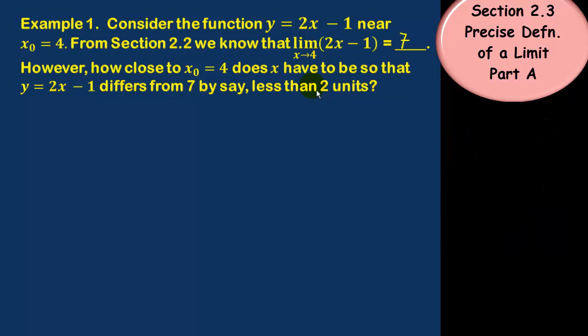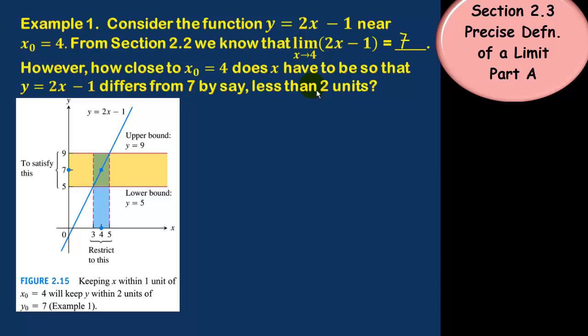Okay, let's look at the graph of y equals 2x minus 1. Notice that if we let our y differ from 7 by 2 units, we create a horizontal strip right here that covers this part of the graph. And consequently, for the values within this horizontal strip, we have created a vertical strip around x₀ equal to 4.